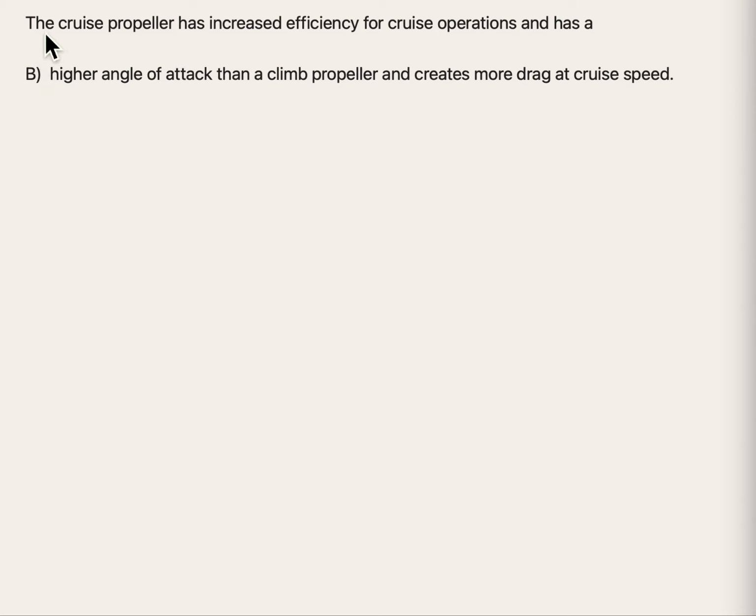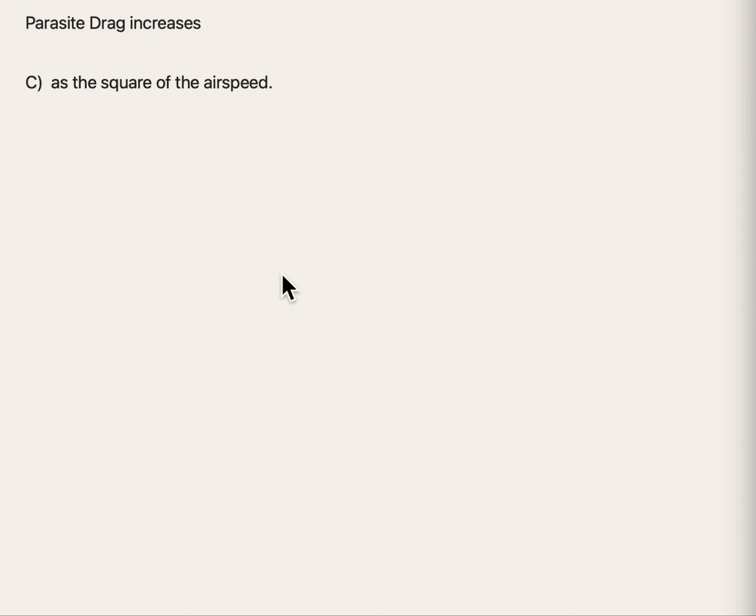So yeah, I guess they're referring to a fixed pitch cruise propeller. It has increased efficiency for cruise and has a higher angle of attack than a climb propeller, which has less angle of attack on each blade because it's better for climbing and gives you more torque. The cruise propeller creates more drag at cruise speed. It has a higher pitch and therefore more drag. More drag results in lower RPM and less horsepower capability, which decreases performance during takeoffs and climbs, but increases efficiency during cruising flight.